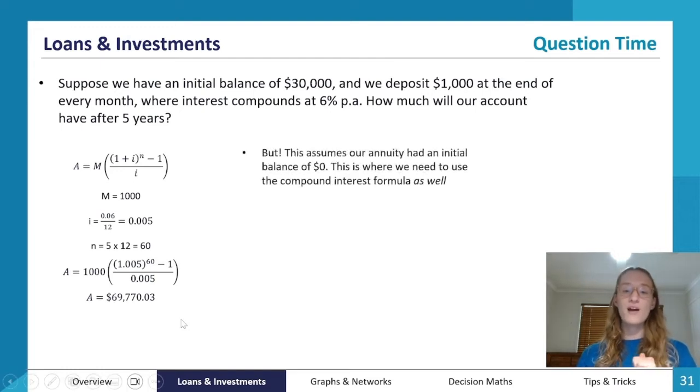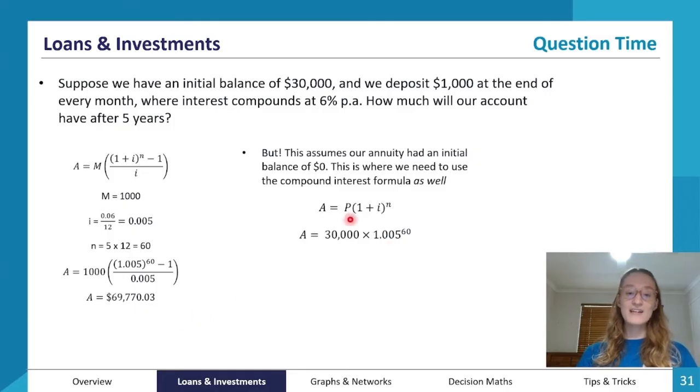But off the back of what I said earlier, this would assume that there was no money in the annuity to begin with, but that's not true. So this is why we need to use the compound interest formula as well. So back to our friendly compound interest formula.